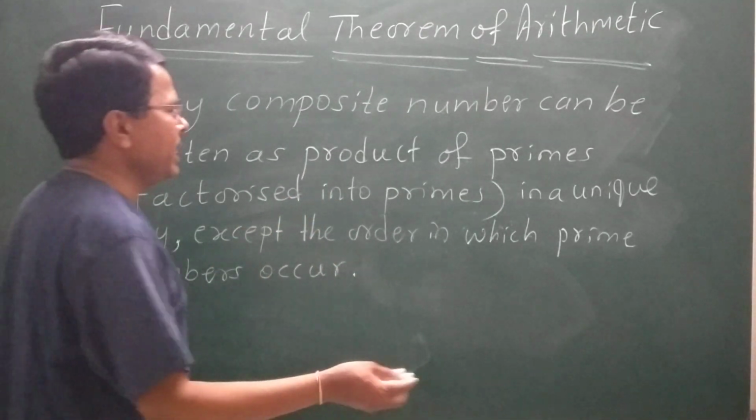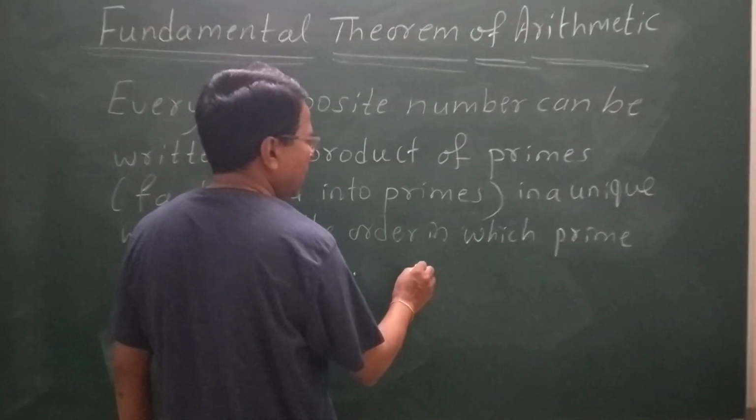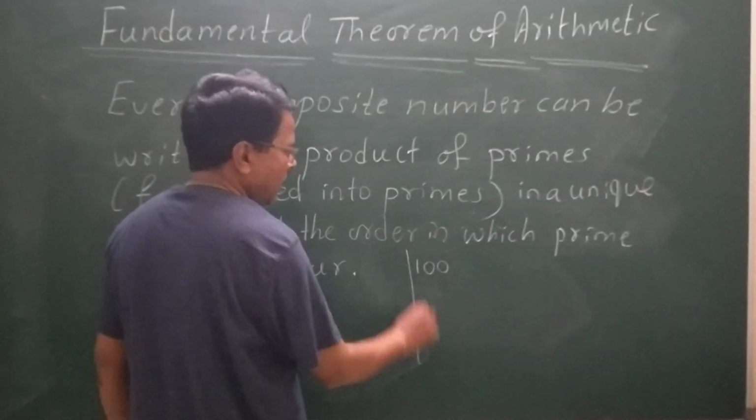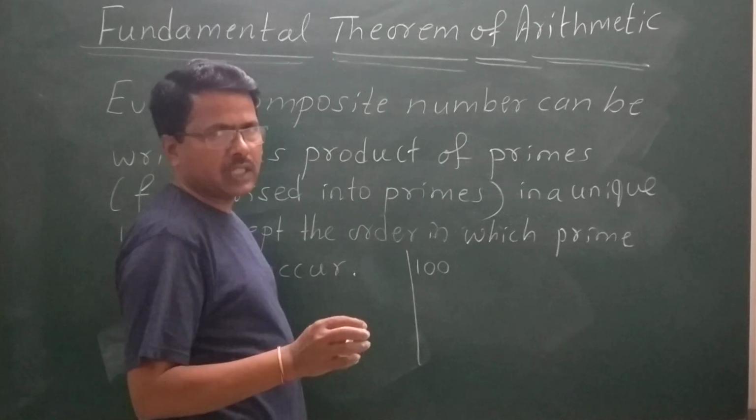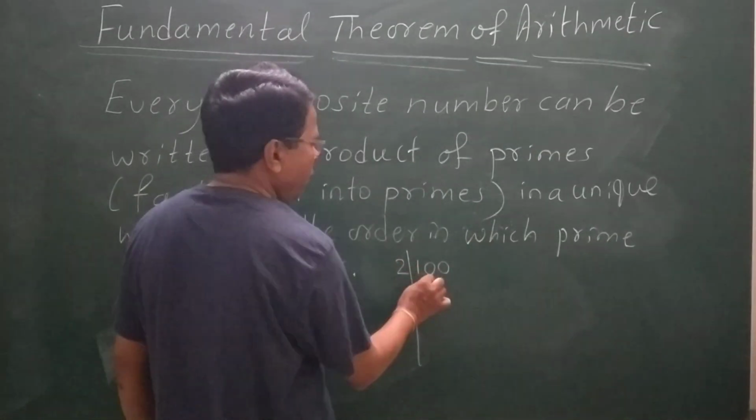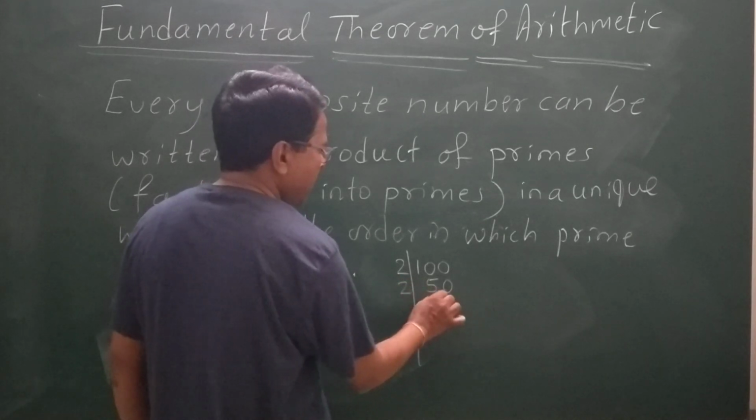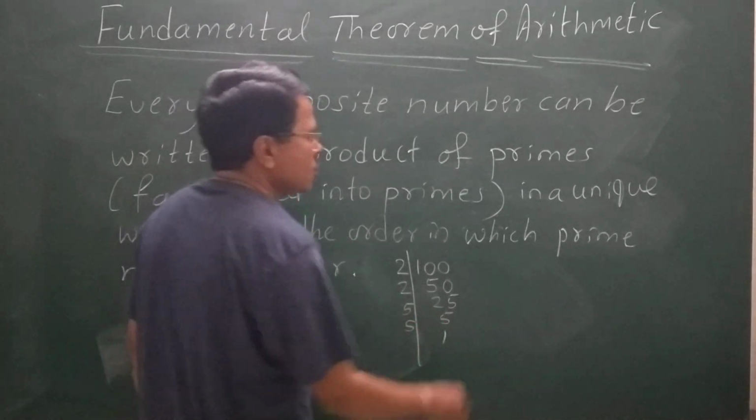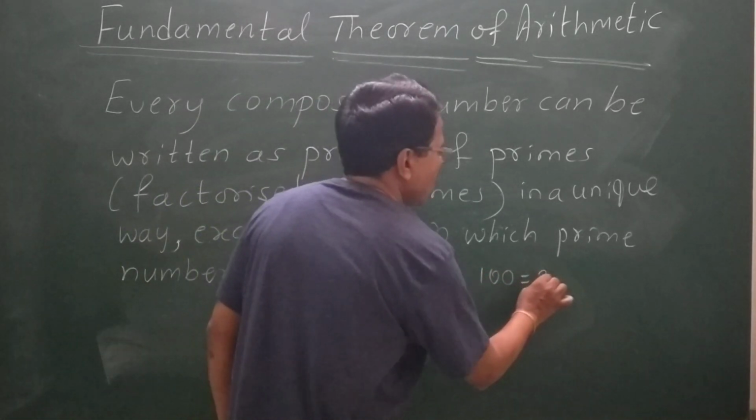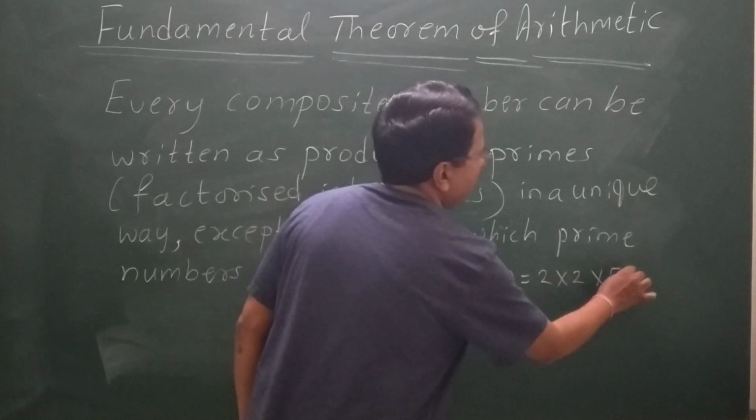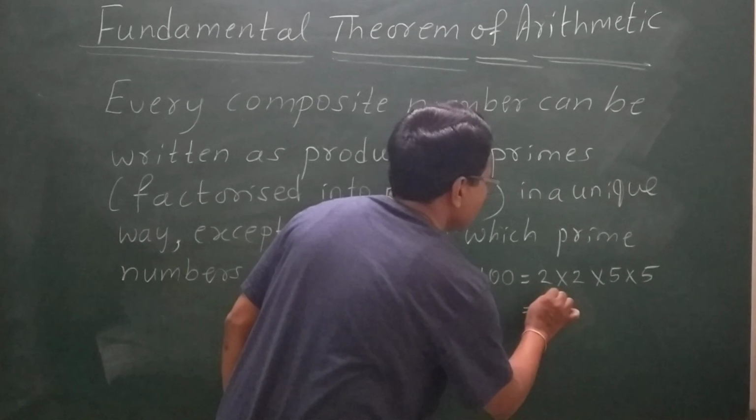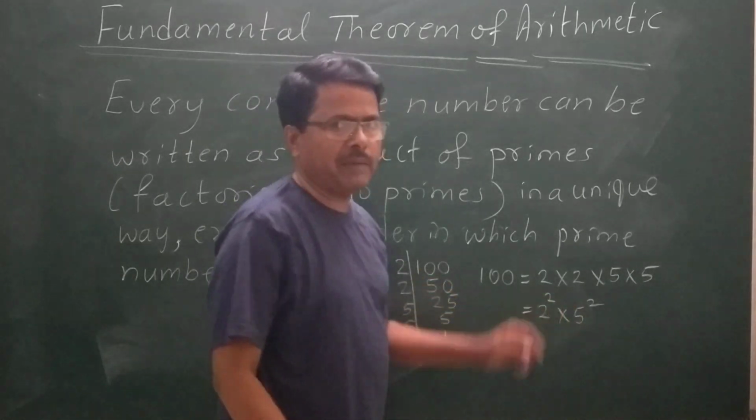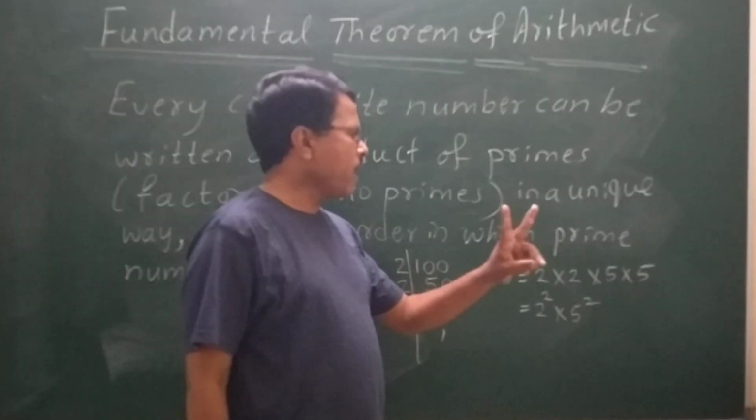Let us take one example. 100 is a composite number. Now I can factorize it. 2 fives are 10, 2 twenty-fives are 50, 5 fives are 25, 5 ones are 5. So 100 can be written as 2 into 2, 5 into 5. Further I can write it as 2 raised to 2, 5 raised to 2. Here 2 is a prime number, 5 is a prime number. 2 appeared 2 times, 5 appeared 2 times.